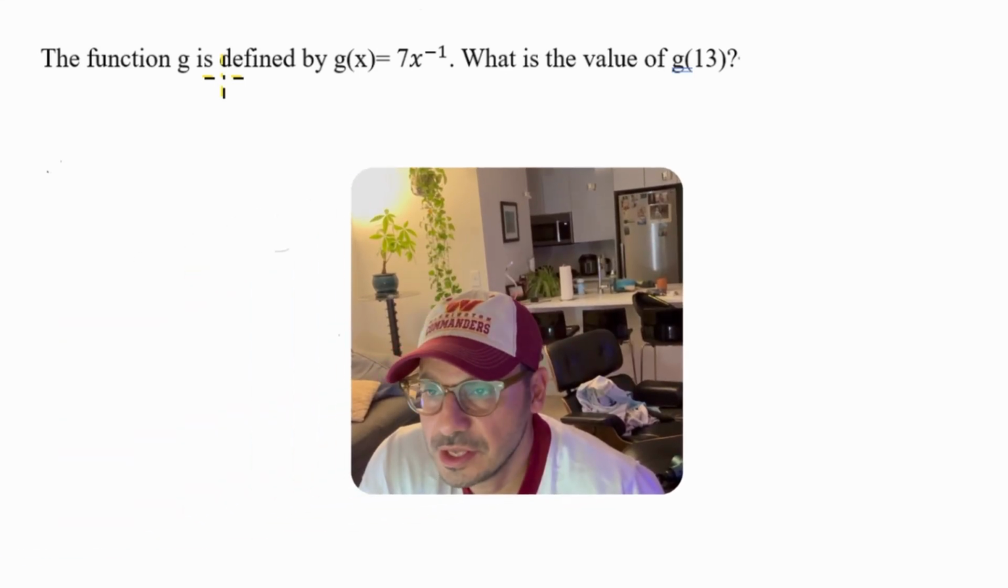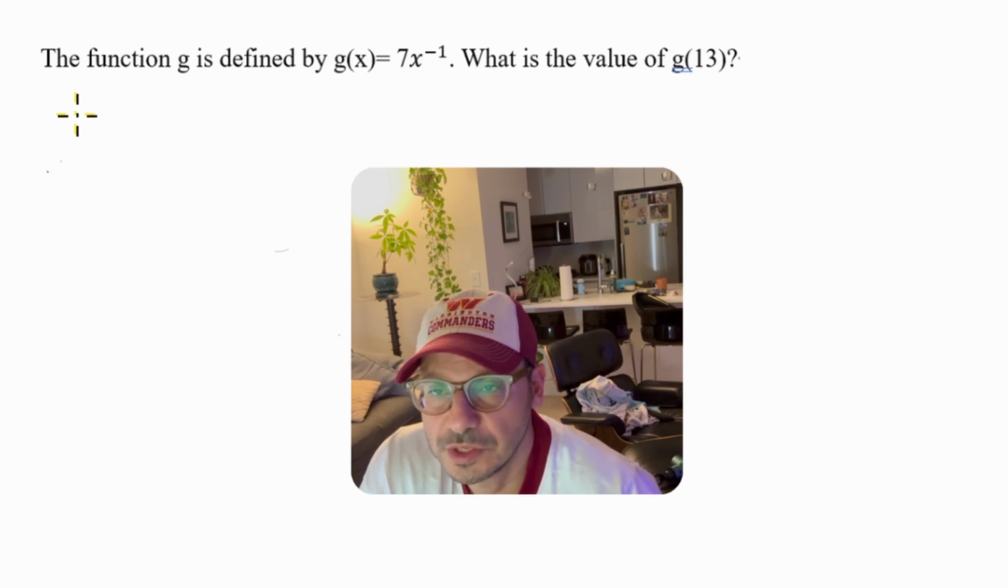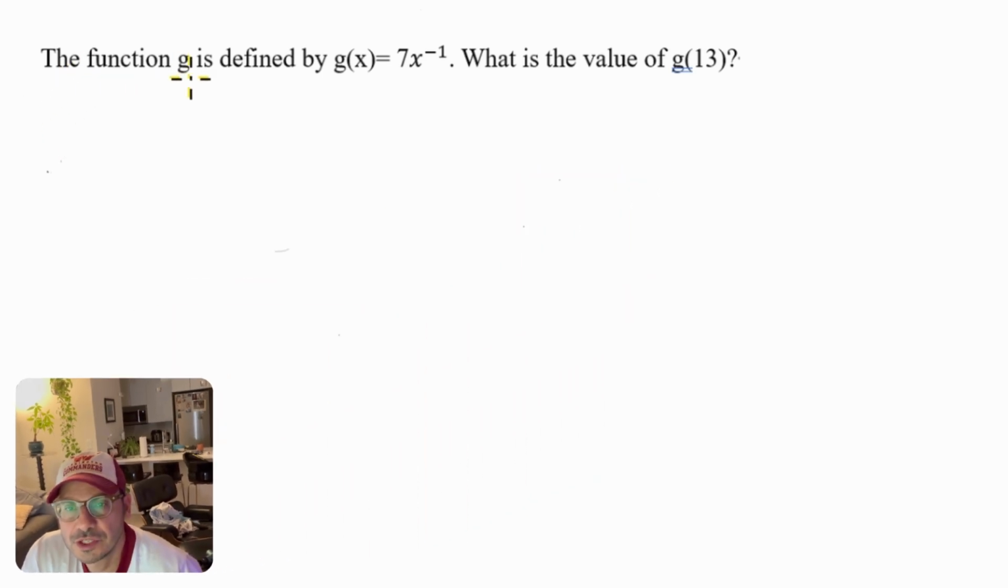This is another just using Desmos as a calculator video. You can also do this on your TI-84 or whatever, but we're going to use Desmos as a calculator. The function g is defined by g of x equals 7x raised to the -1 power. What is the value of g of 13?